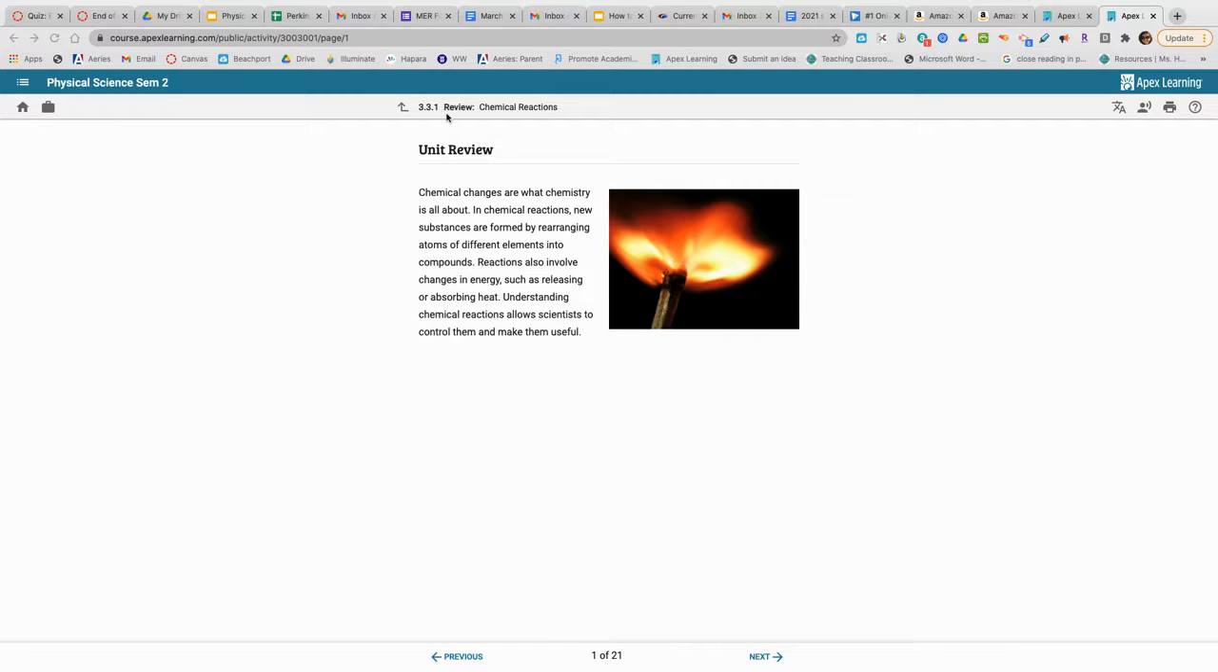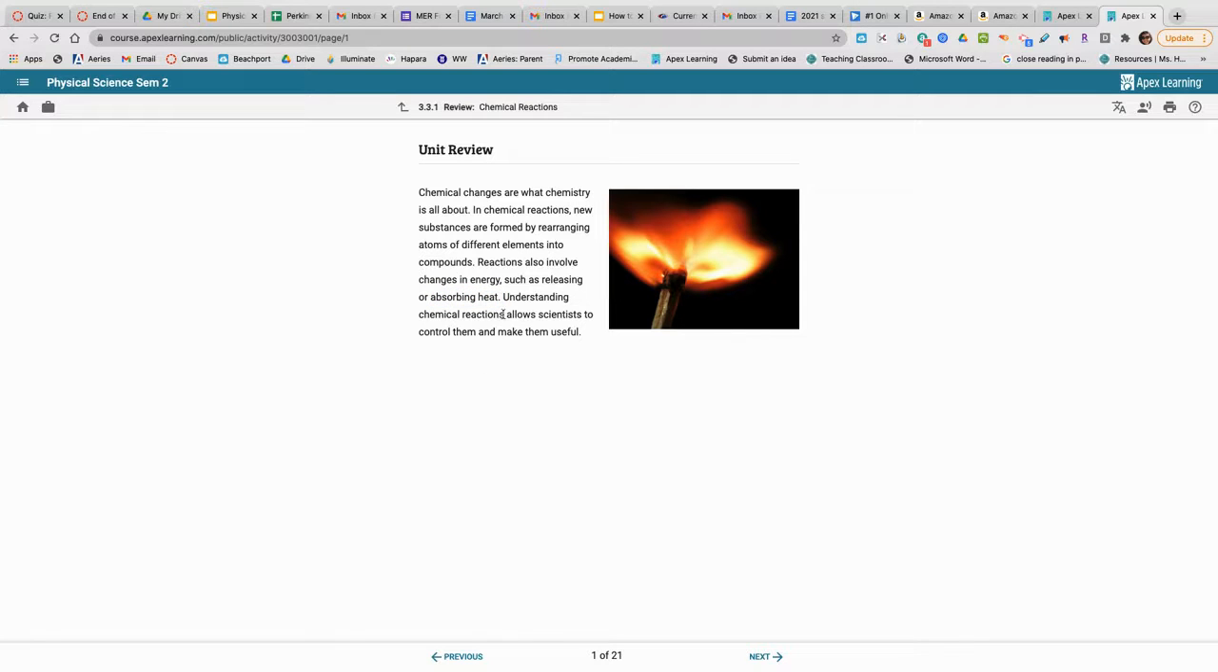This is the 3.3.1 review on chemical reactions. So this unit was all about chemical reactions, how chemicals change through the unbonding and new bonding of the elements that make up the chemicals, okay? So reactions involve changes in energy. Okay, so some reactions when they run release energy and some absorb heat energy.